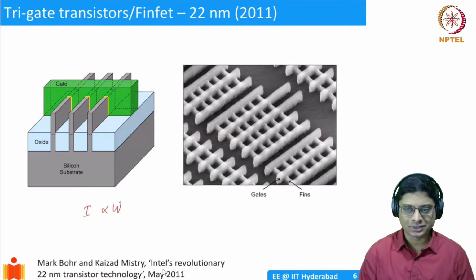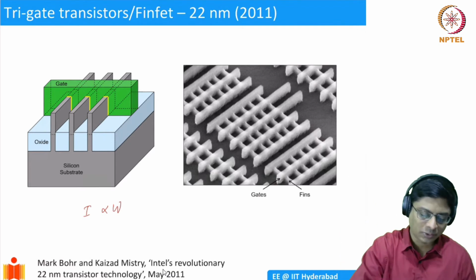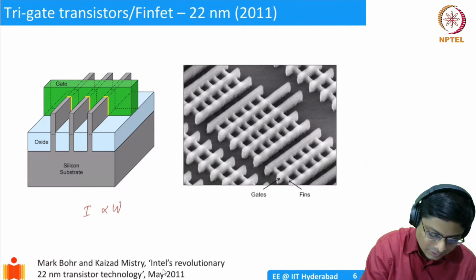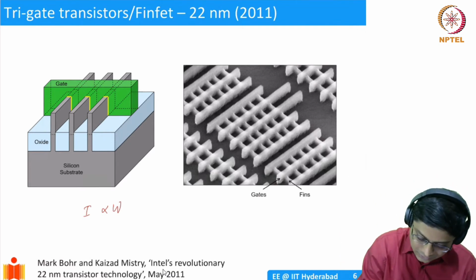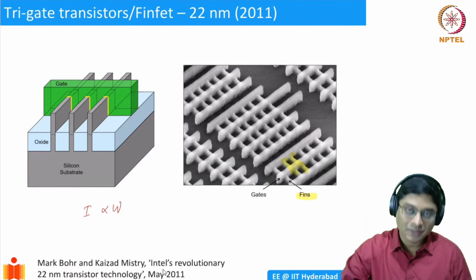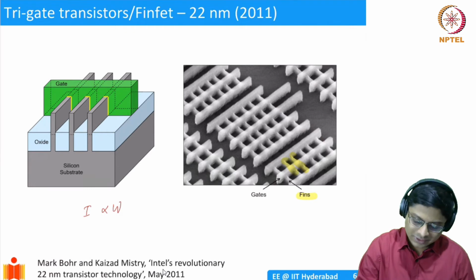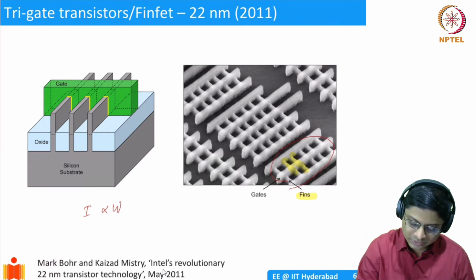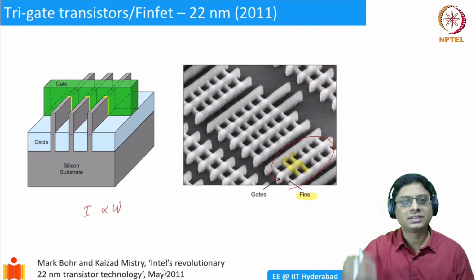Just the gate, up to the gate. Of course, there's going to be a lot of things on top of it, but here you see these are the fins. These things are the fins of silicon, and across that you have a gate. So if you look at this as one transistor, you can count how many fins there are. 1, 2, 3, 4, 5, 6. 6 fins are there. There's a certain height, there's a certain thickness.